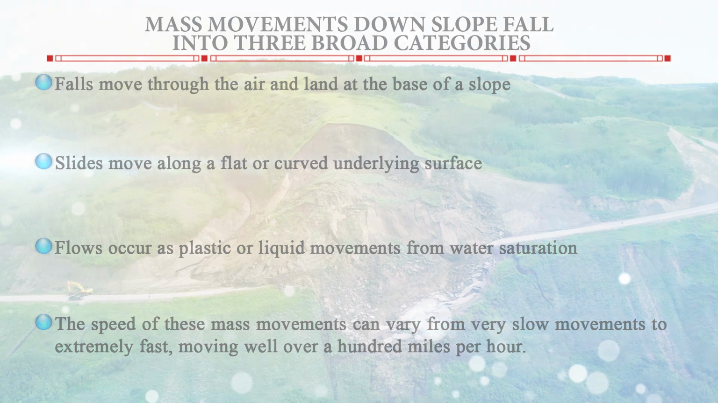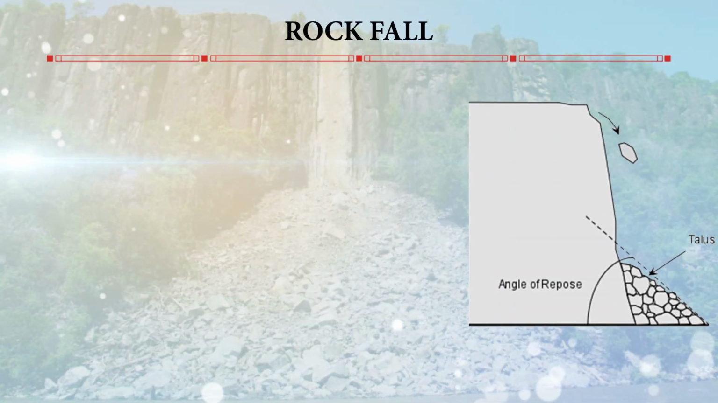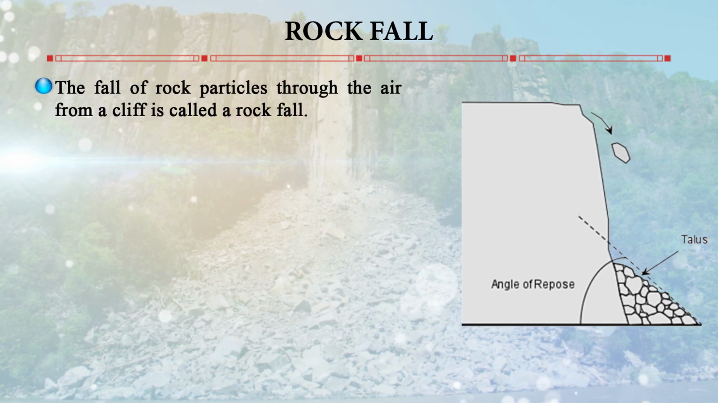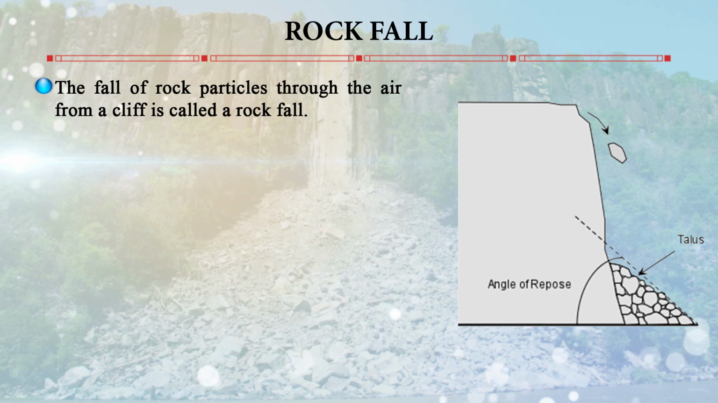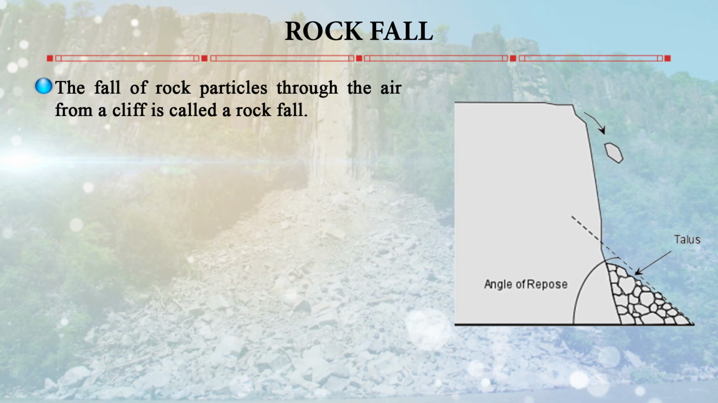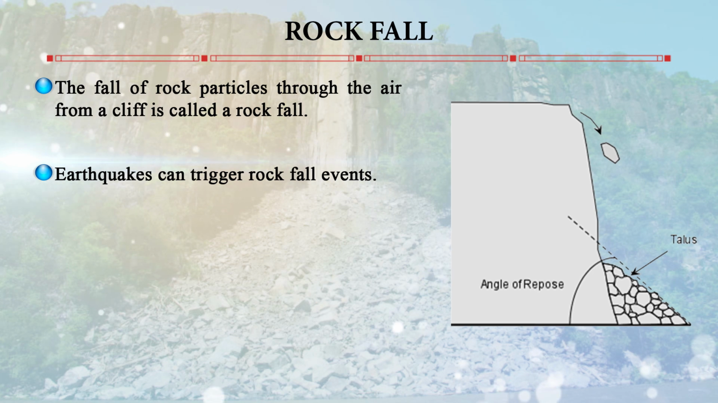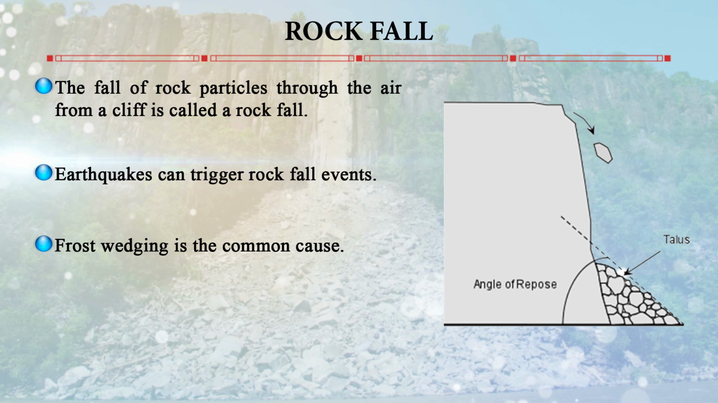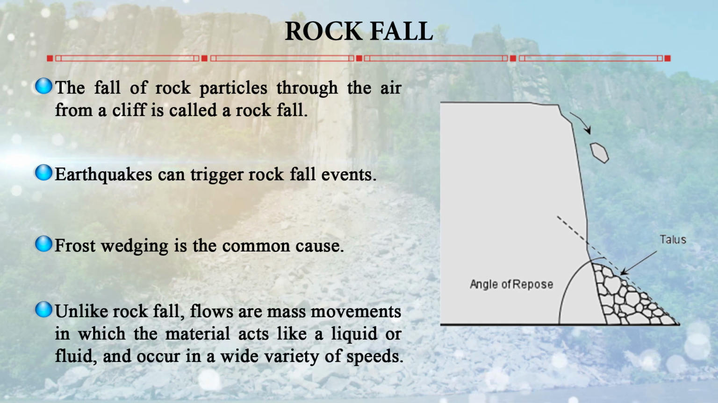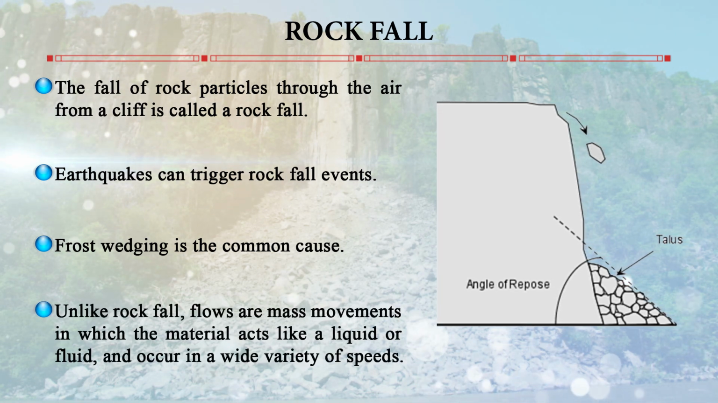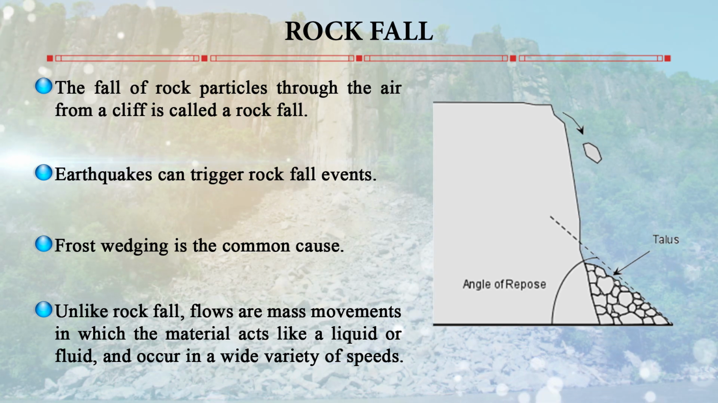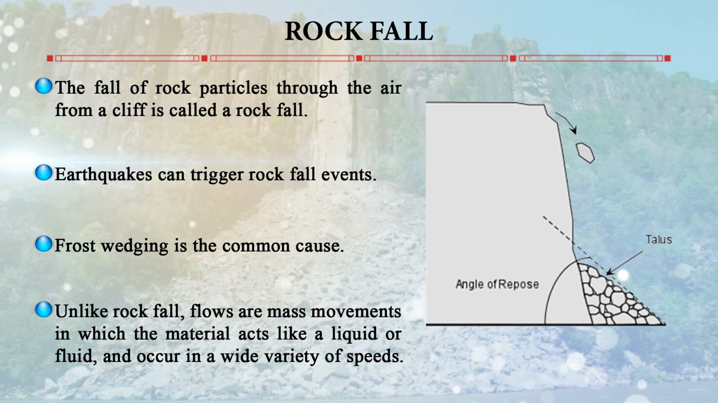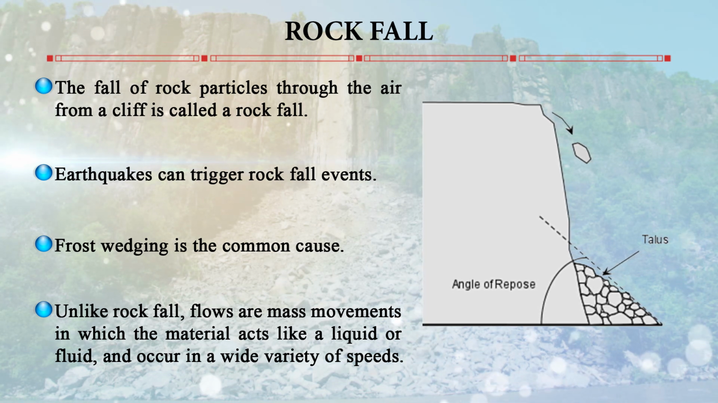If you see this diagram, the rock fall, these particles fall through the air, and the fall of the rock particles through the air from a cliff is called rock fall. Earthquakes can trigger this rock fall. Frost wedging is another common cause of rock fall. Unlike rock fall, flows are mass movements in which material acts as a liquid or fluid and occurs in a wide variety of speeds. And the bottom where the particles, rocks accumulate is called talus.